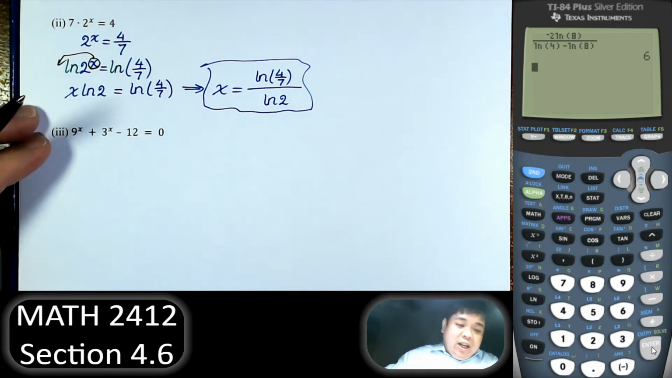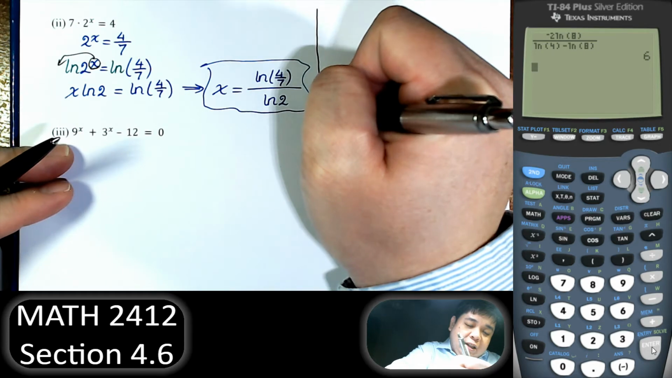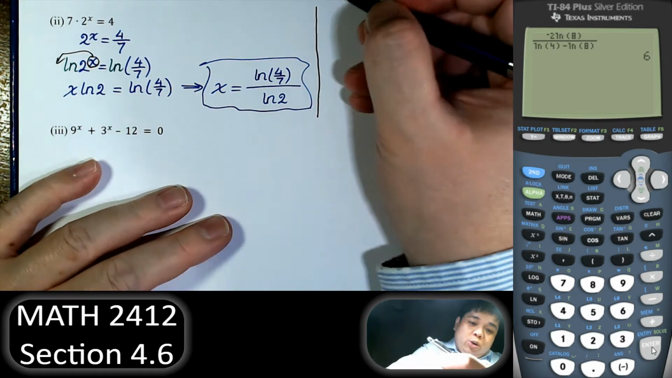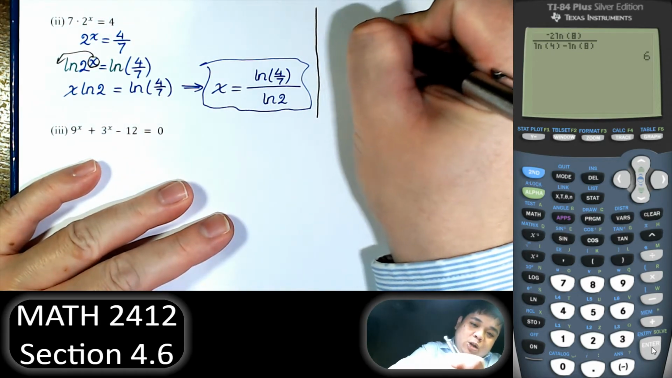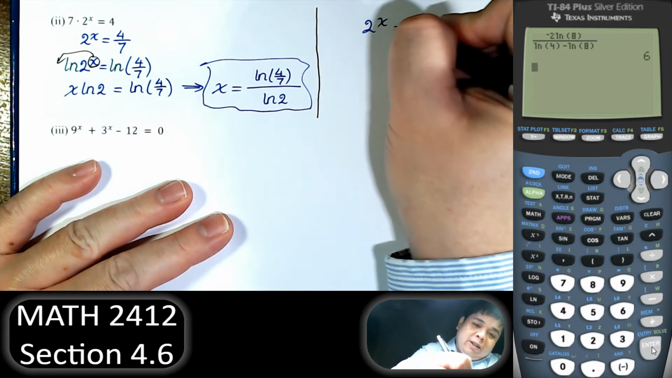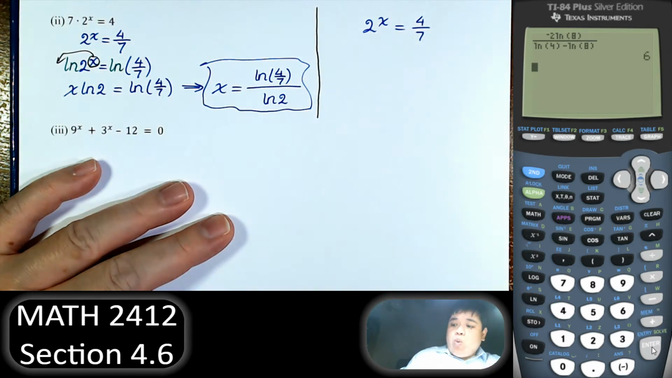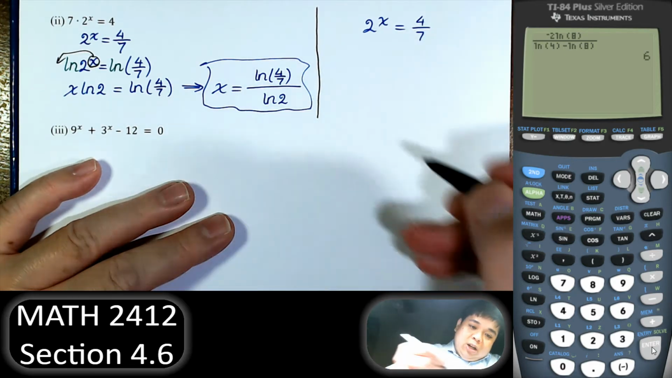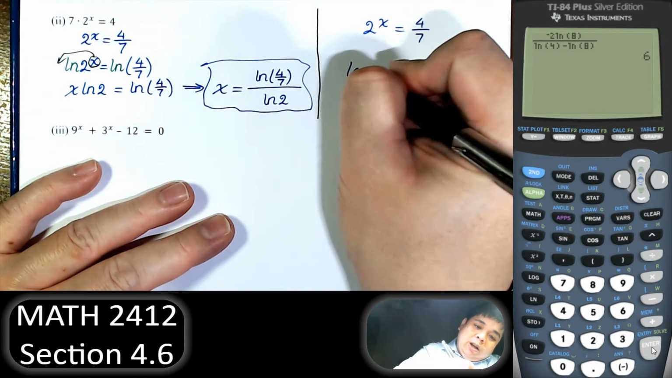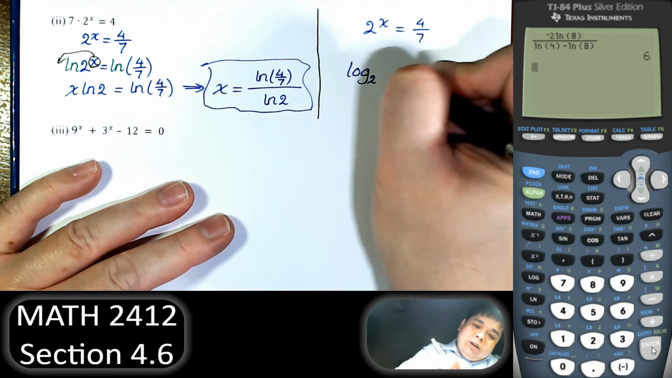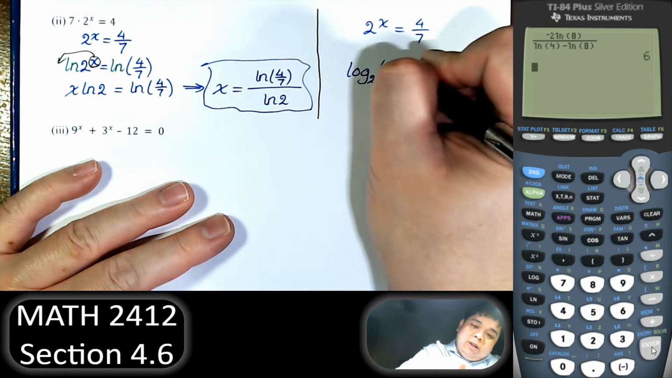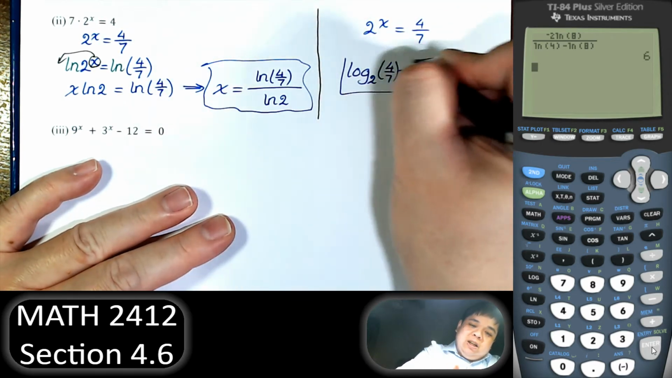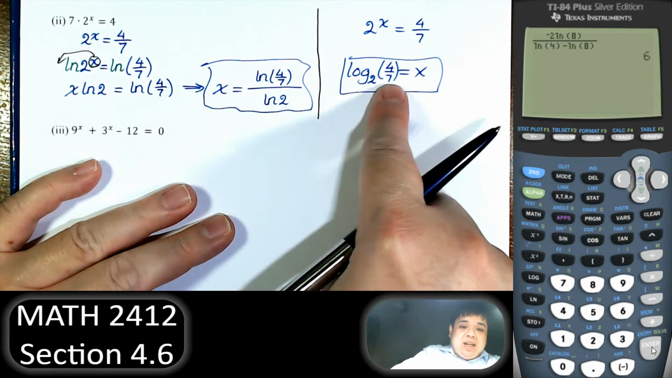Actually, we can also do it like this. Let's say 2^x equals 4/7. Of course, we can always swap to the exponential form. The base is 2, so we can write log base 2 of 4/7 equals x. Yeah, so either here or here.